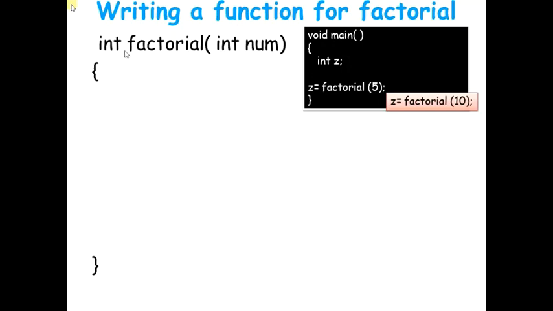The name of my factorial function is factorial. It's taking one parameter. This is going to be the formal parameter, while 5 is going to be the actual parameter. 10 is going to be the actual parameter. This is just the formal parameter, num.